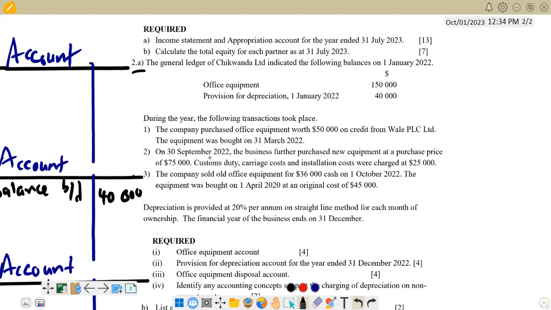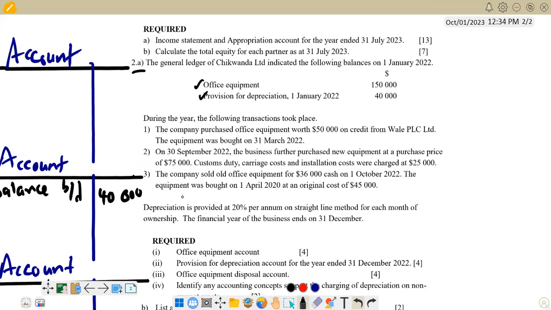The question reads: the general ledger of Kwanda Limited indicated the following balances on 1 January 2022. Then we put the balance of equipment, and then the opening balance again for provision for depreciation on 1 January 2022. So this question is on double entry on disposal of fixed assets. So we are going to go through that. We are given the balances at the beginning of the year.